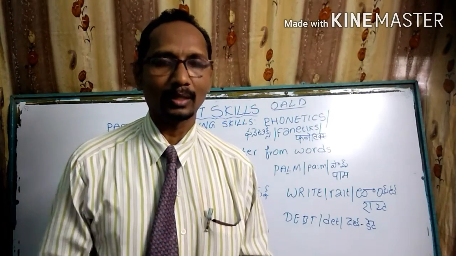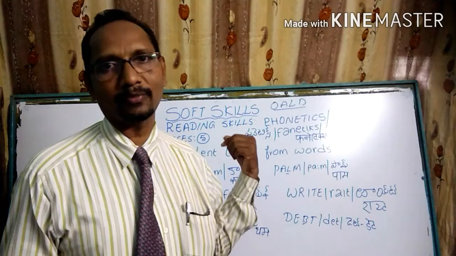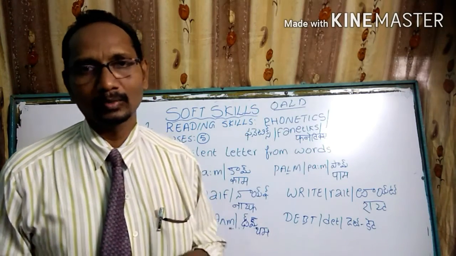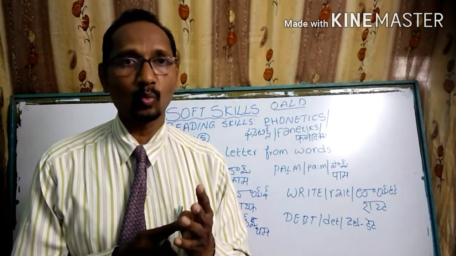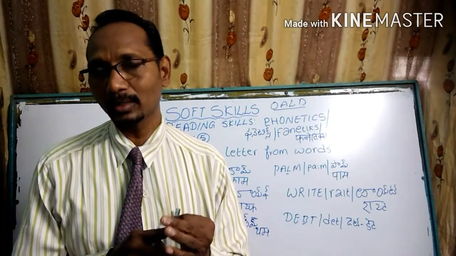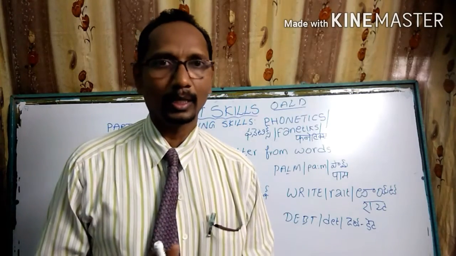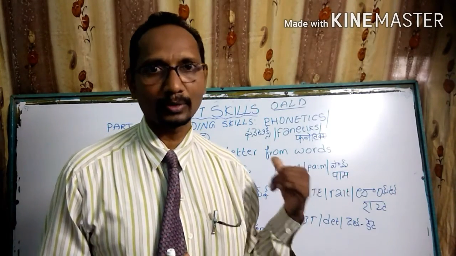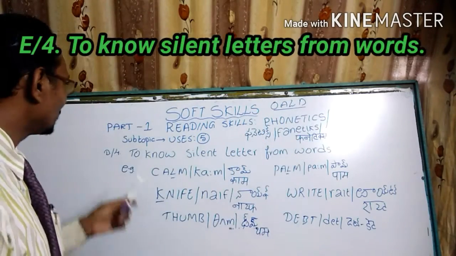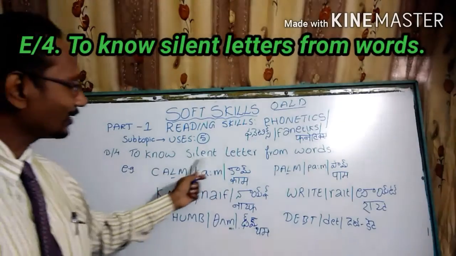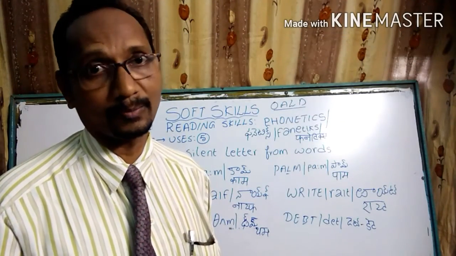So my dear students, let's go to the continuation of the phonetics class. Last class I gave two uses: to know one sound for different words and to know different sounds for one word. And coming to the fourth use for learning the phonetics. The fourth one is here: to know silent letters from words when we pronounce the words.